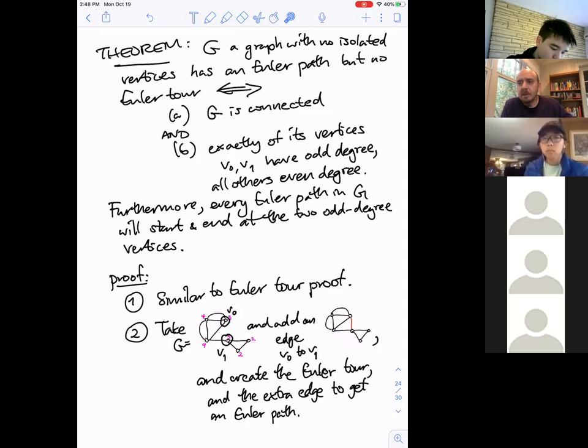So questions about this? All right, I'm going to consider that to have been a reasonable proof sketch of the Euler path, but no Euler tour theorem. All right, further questions before I flip the page?